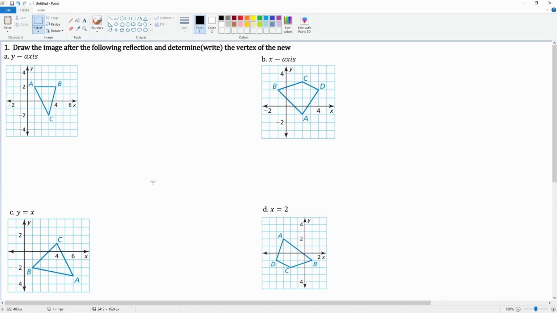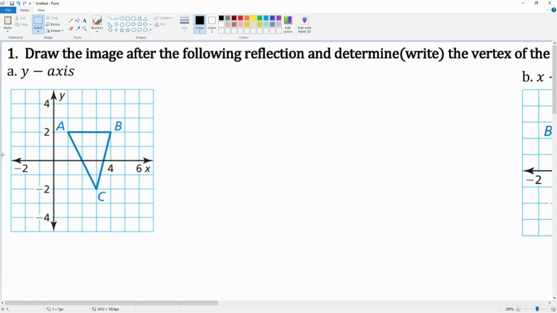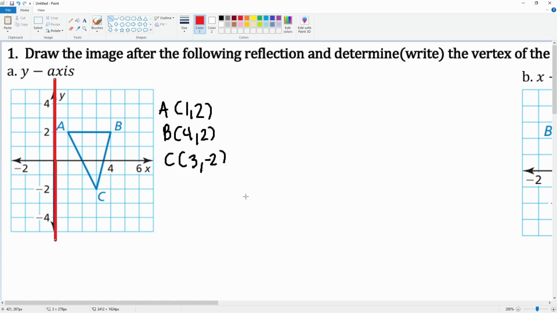All right, here we have number 1. We're going to draw the image after the following reflection and determine and write the vertex of the new image. So let's grab the original first here for this triangle. The image of A is denoted at 1, 2, B is denoted at 4, 2, and C is denoted at 3, negative 2. We are going to be reflecting it over this axis, which is the y-axis right here.